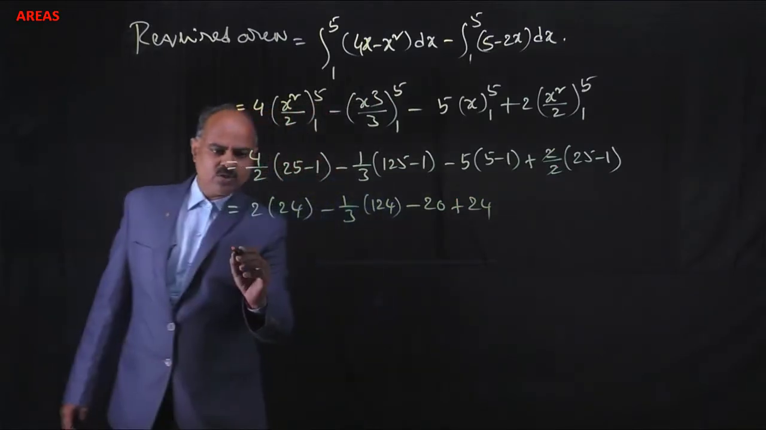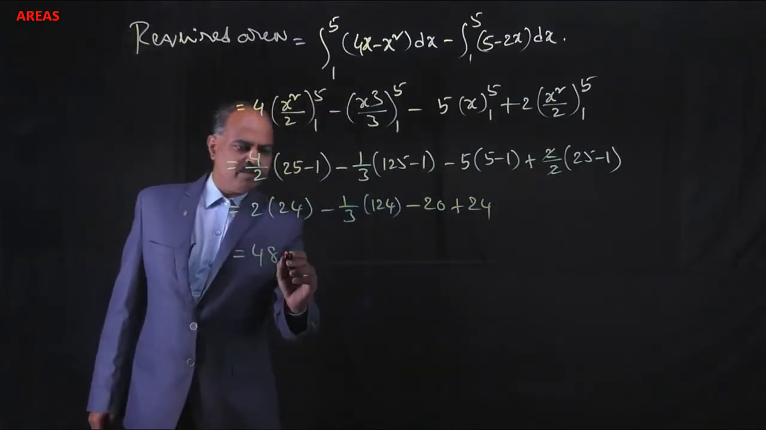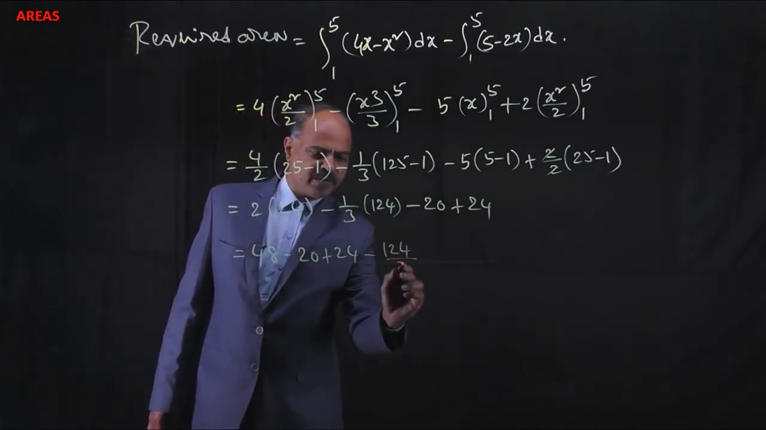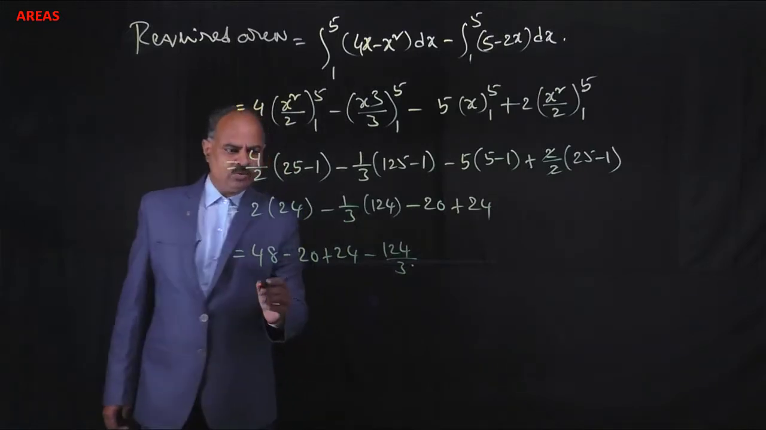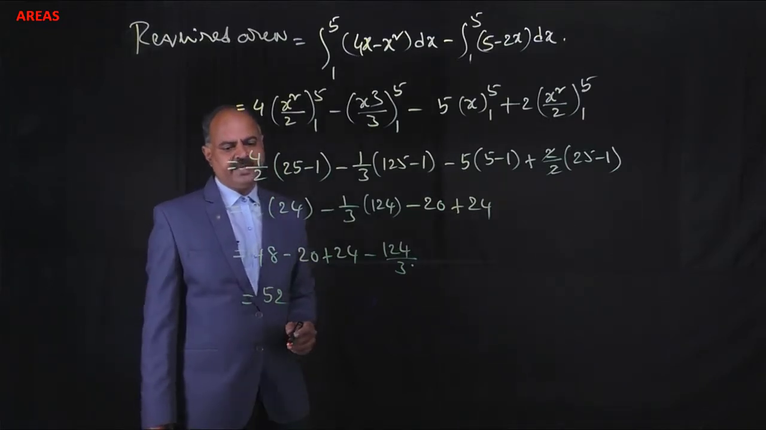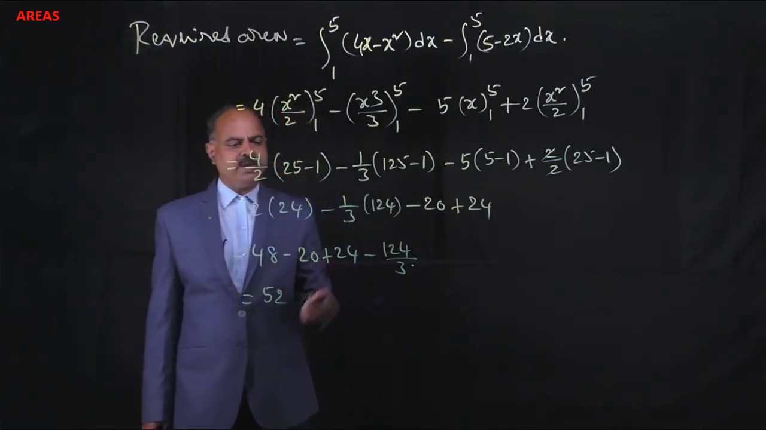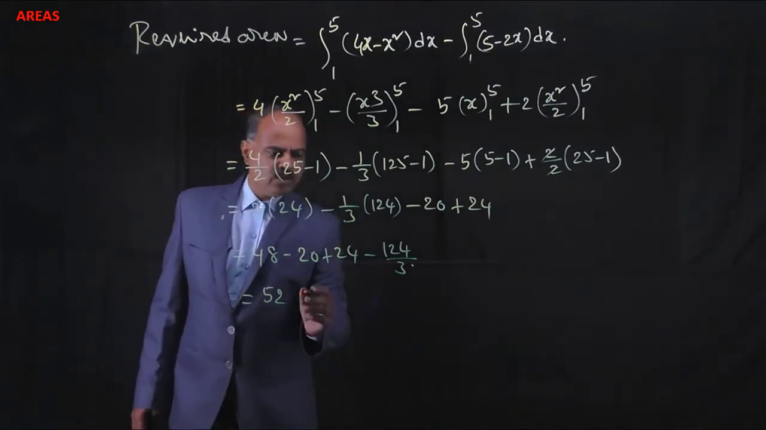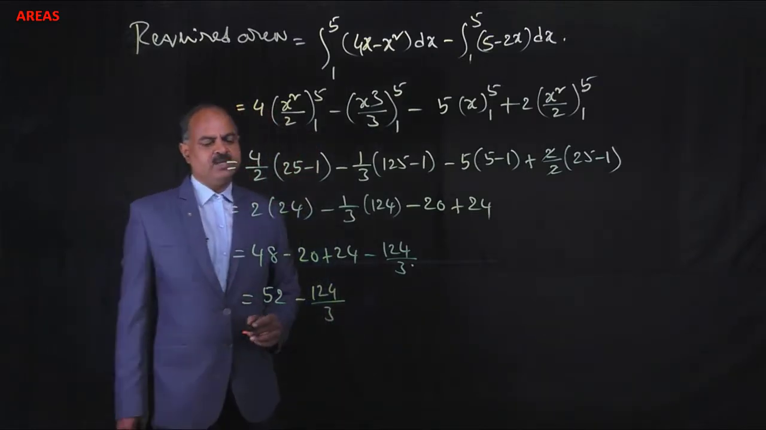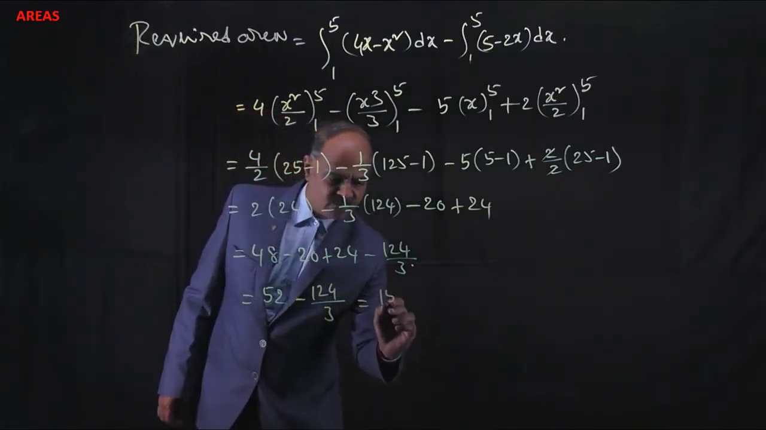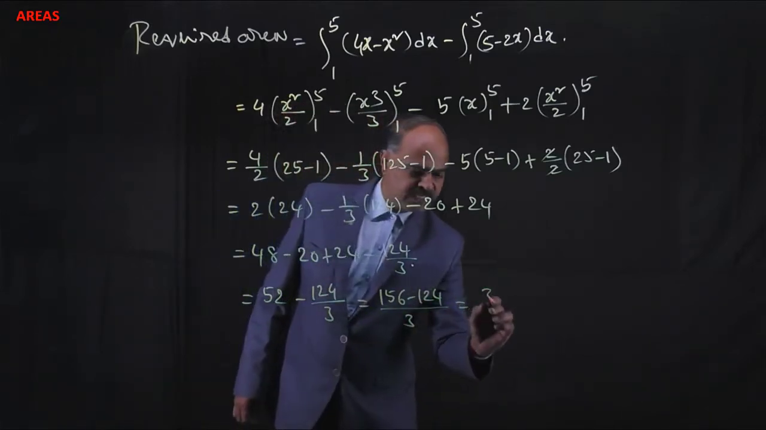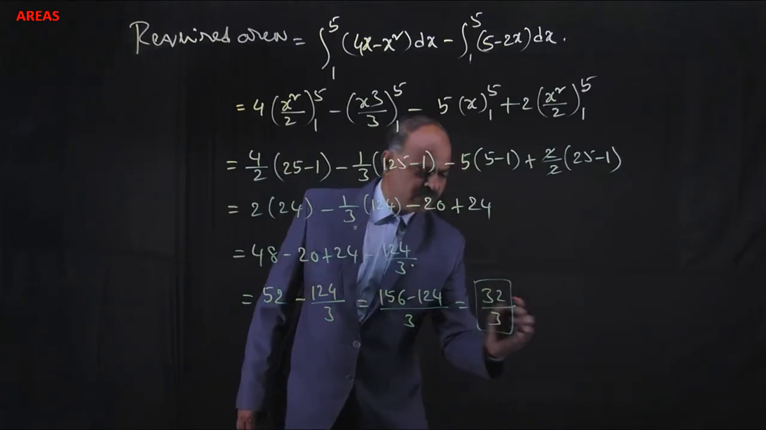Now here that is equal to 48 minus 20 plus 24 minus 124 by 3. Now that is equal to 52. 48 minus 20 is equal to 28. 28 plus 24, that is 52, minus 124 by 3. Now here that is equal to 156 minus 124 by 3. Now this is equal to 32 by 3 square units.